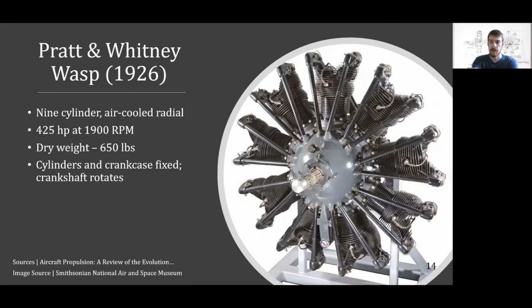Another type of aviation piston engines are the standard radial configuration, which the Pratt & Whitney Wasp was the very first one that featured all the important components of a modern radial engine, 9 cylinders, and I'd like to reiterate that for standard radial engines, the crankcase and the cylinders remain fixed to the airframe, and only the crankshaft spins along with the propeller.